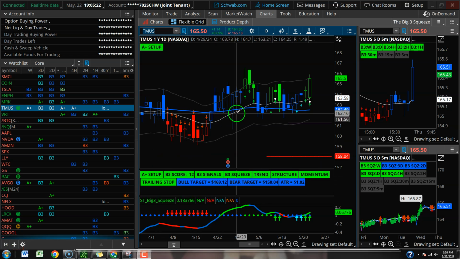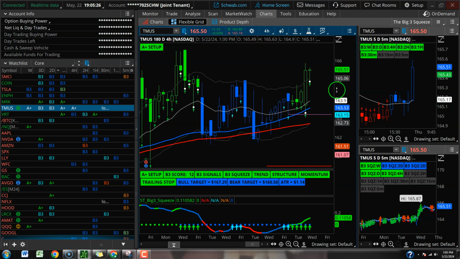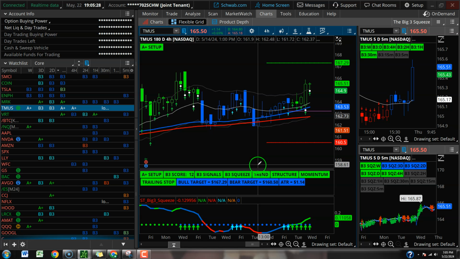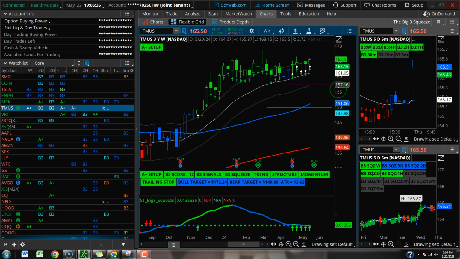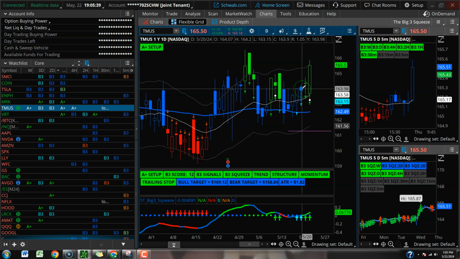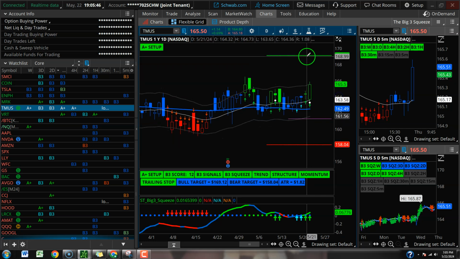For the T-Mobile here, we've got one on the daily. We've got one down here on the 4-hour. Bull trend, bull structure, bull momentum, etc. And we've got one up here on the weekly chart. We're buying it near our 21 EMA. We'll put our exit below the 21 EMA. And we're looking for a move towards 169 and change.